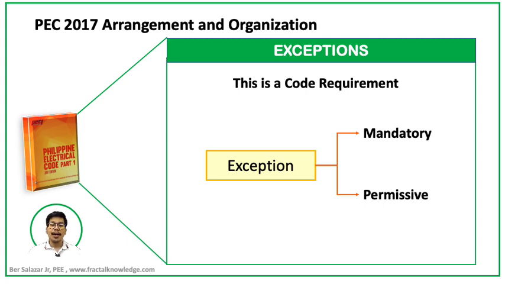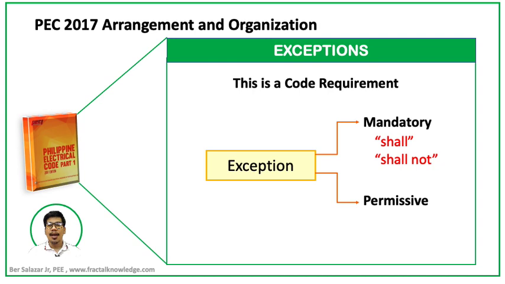Exceptions are Philippine Electrical Code requirements or permissions that provide an alternative method to a specific rule. There are two types of exception, that is mandatory and permissive. When a rule has several exceptions, those exceptions with mandatory requirements are listed first before the permissive exception. Mandatory exception uses the word shall or shall not. The word shall is an exception that means if you're using the exception, you are required to do it in a very specific way. The phrase shall not means it is not permitted. You shall not do it.